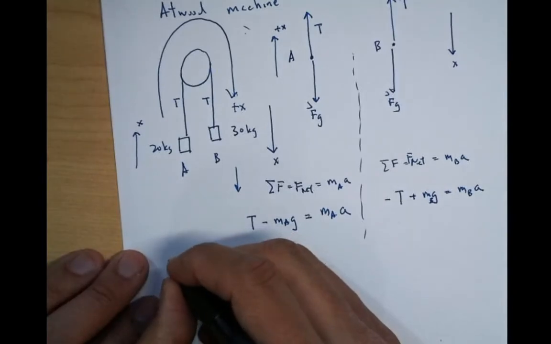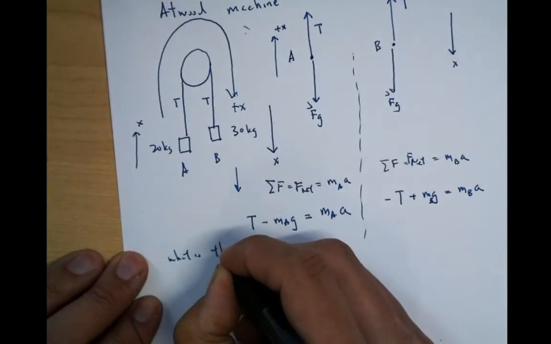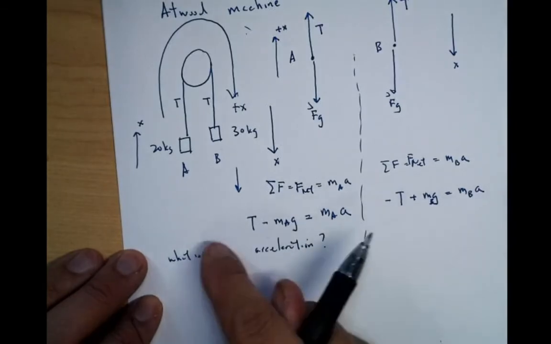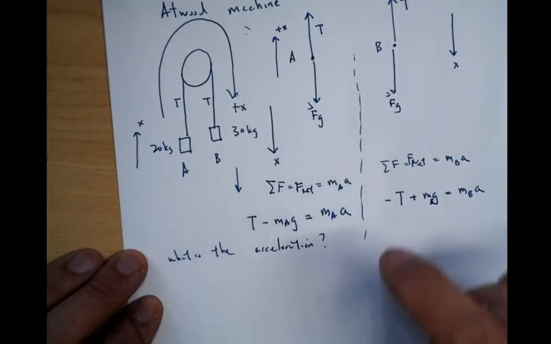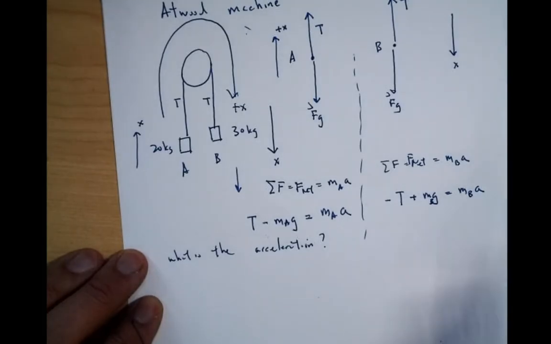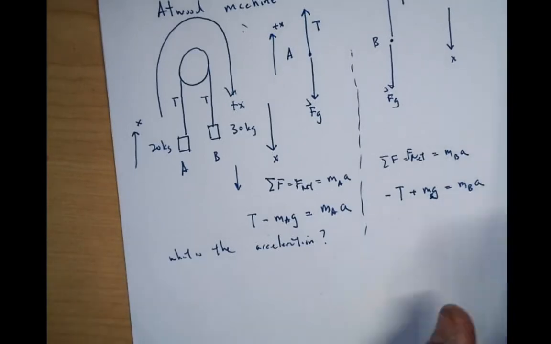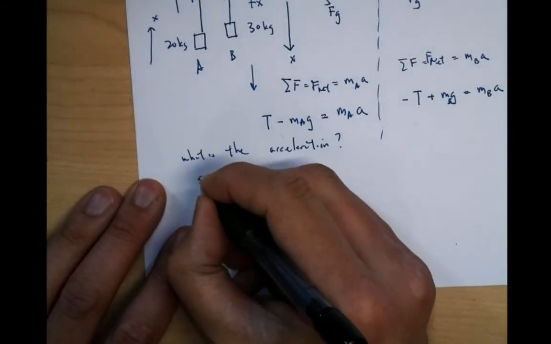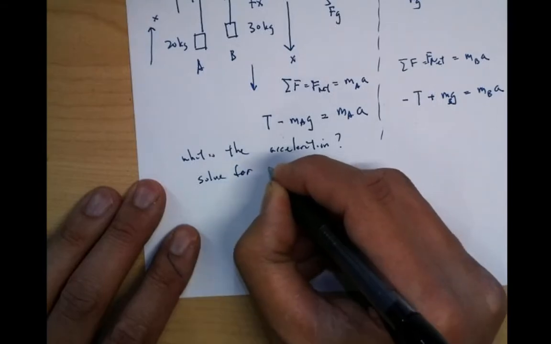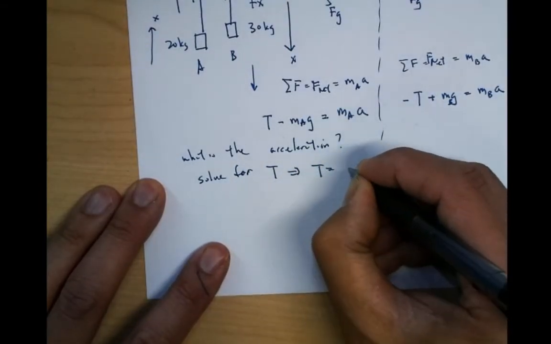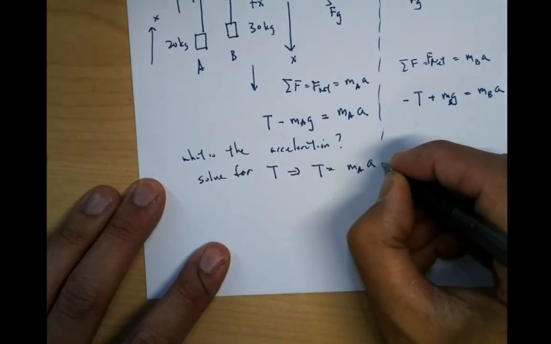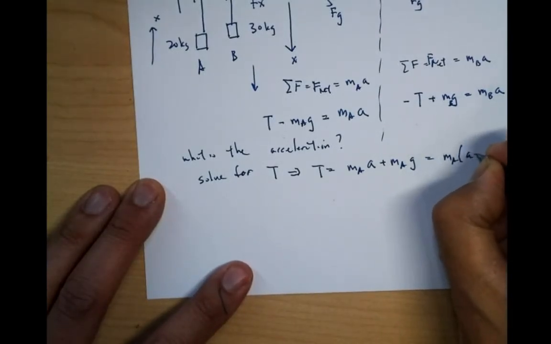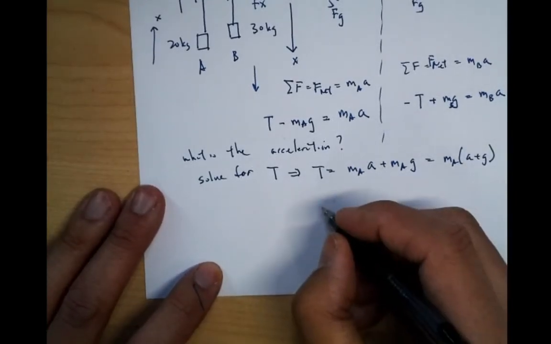Now, what is the acceleration? I don't care what T is, per se. I'll solve for T, and then that will give me a. But more generally, I'm going to ask for both the tension and the acceleration, in which case you can choose either, but it's usually better to solve for T. So let's use this one first and solve for T. T is equal to the mass of A times a plus the mass of A times g, so that's m_A(a + g). Actually, no, we'll leave it like this.